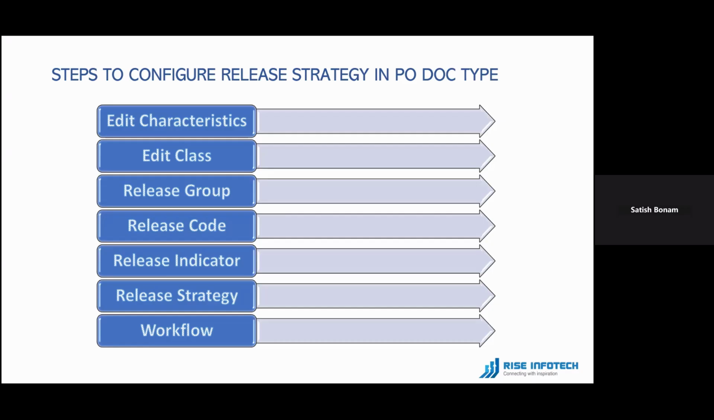The next one is the release indicator. The release indicator defines the status of a PO during the approval process. The release strategy defines the approval process for purchase requisitions or external purchasing documents. And the last one is workflow. Workflow plays a secondary role in this case, simply informing users of the document waiting for approval and linking them to the relevant approval transaction.